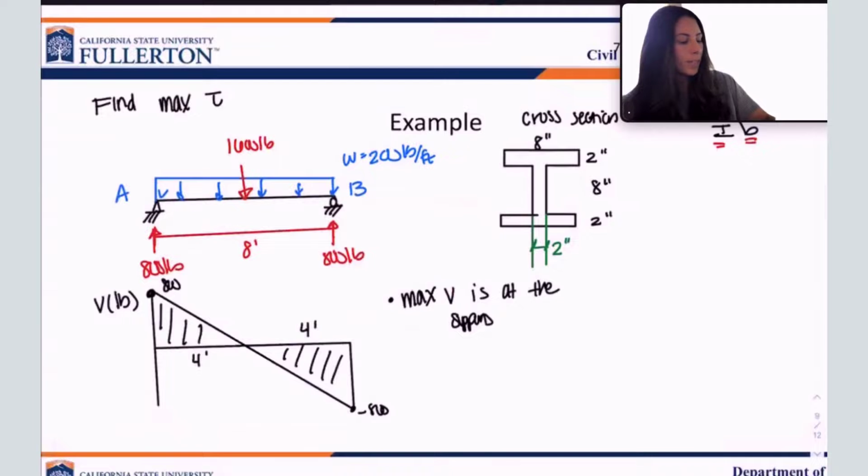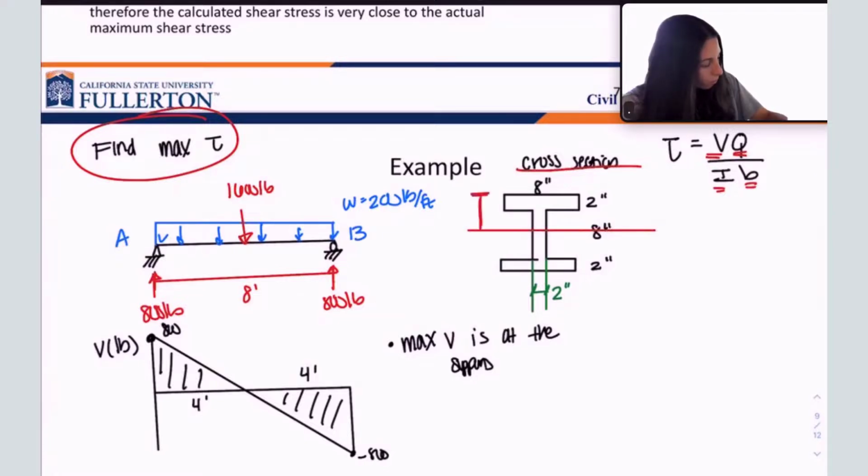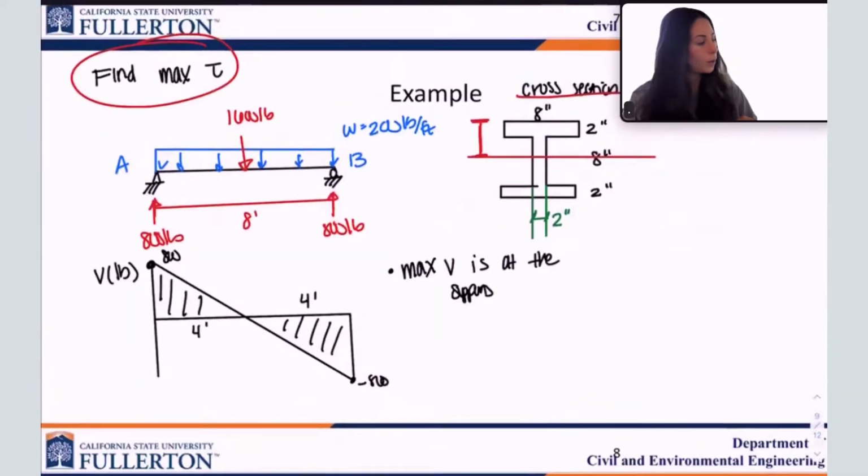Now, this problem is asking for the max tau. So where am I going to calculate tau at? At the neutral axis. Where is the neutral axis of this cross section? Smack dab in the middle because it's symmetric. So, where is the neutral axis? Right in the middle of the section. Okay, so let's continue. We have our V value done. We need Q, I, and B. Okay, I'm going to work on I now. So let me go ahead.